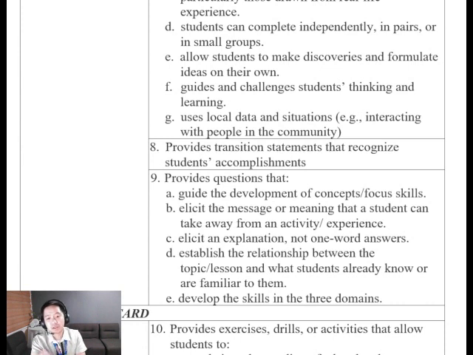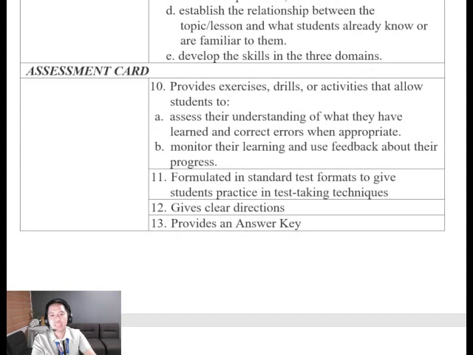Provide questions that will guide the students on concepts and focus skills. Elicit the message or meaning that a student can take away from an activity or experience. Elicit an explanation, not one-word answers. Establish the relationship between the topic or lesson and what the students already know or are familiar with. Develop the skills in the 3 domains: cognitive, psychomotor, and affective.